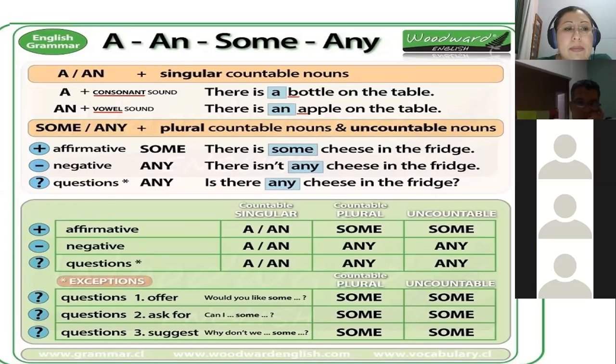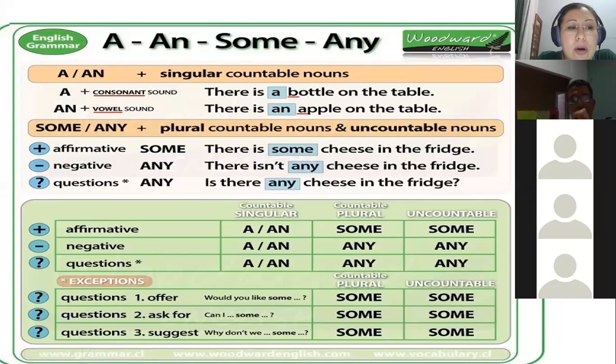For example, we say, there is a bottle on the table. I use a before a consonant, but I use an when the next word starts with a vowel. For example, there is an apple on the table. So if we have a consonant sound, no problem, we use a. But if we have a vowel sound, we need to add a letter N and say an, okay?